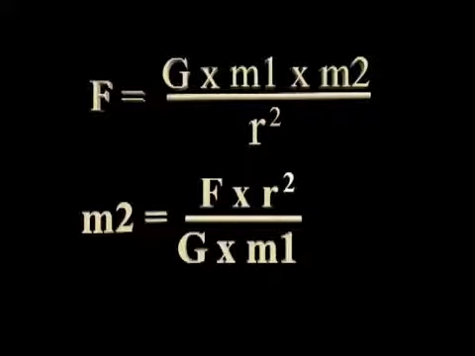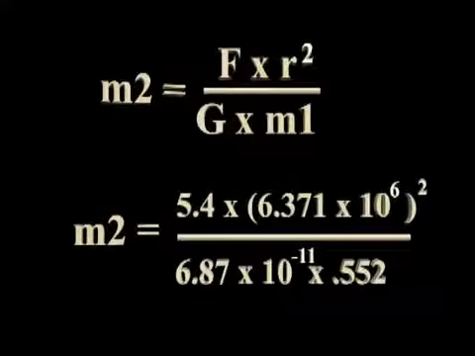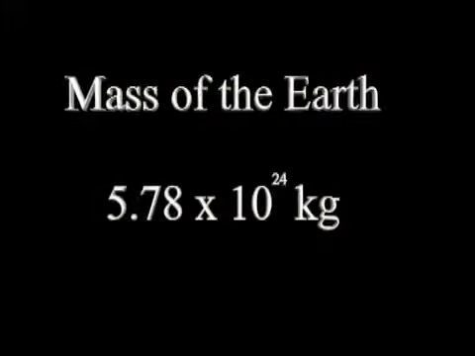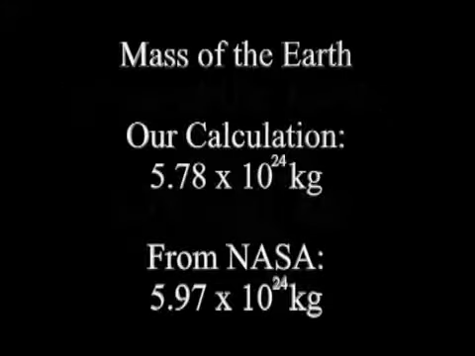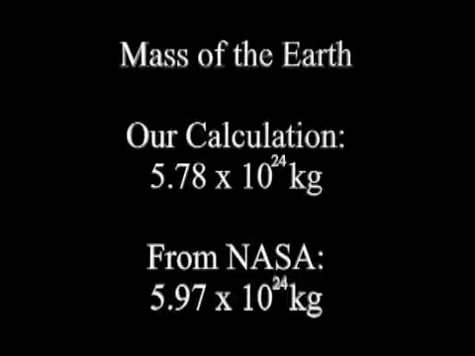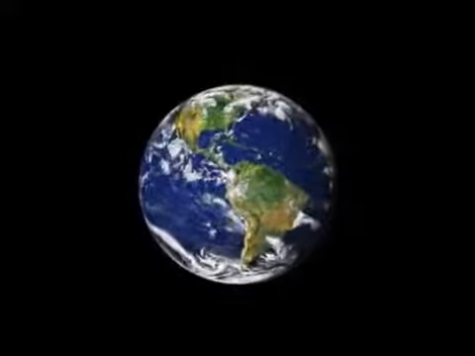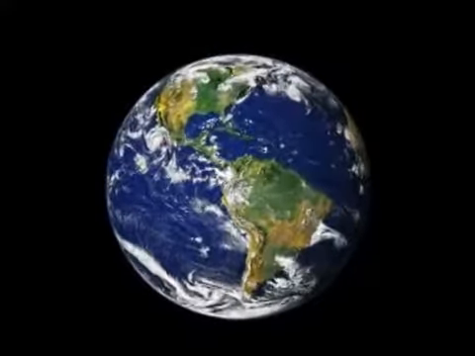Plugging our numbers in creates this. For clarity, I've left the units out. Just the numbers are displayed. Doing the math, we find that the Earth has a mass of 5.78 times 10 to the 24th kilograms. The NASA website states that the Earth has a mass of 5.97 times 10 to the 24th kilograms. With simple equipment, aided by some powerful math, we have come up with a reasonable approximation for the mass of the Earth.